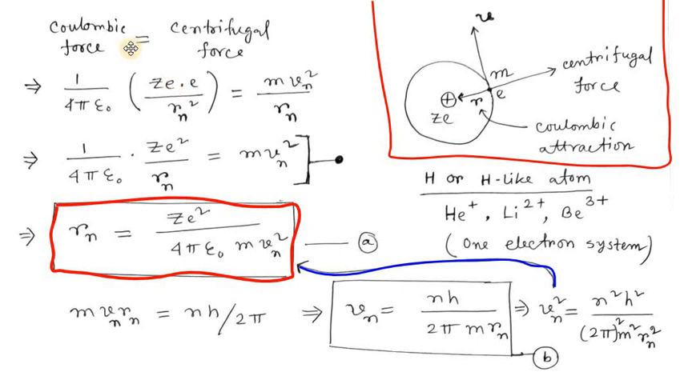So we have written that formula, and then the centrifugal force, that is mv square by r. So I am using Rn or Vn like that. That means n is the nth orbit. So here it's the first orbit, so n equals 1, the first orbit, right? So first orbit, n equals 1.